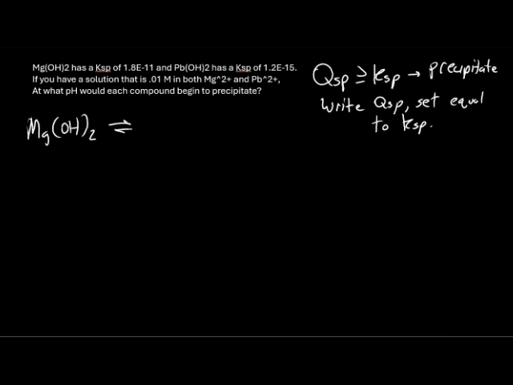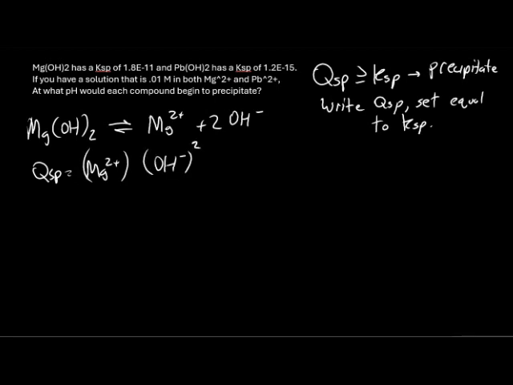If Mg(OH)2 breaks into pieces, it will break into Mg2+ and 2 pieces of OH-. We can write a Qsp expression and say that Qsp will be Mg2+ multiplied by OH- raised to the second power, because we have a 2 in front of the OH. We'll set this equal to the Ksp, which for Mg(OH)2 is 1.8 times 10 to the negative 11th.